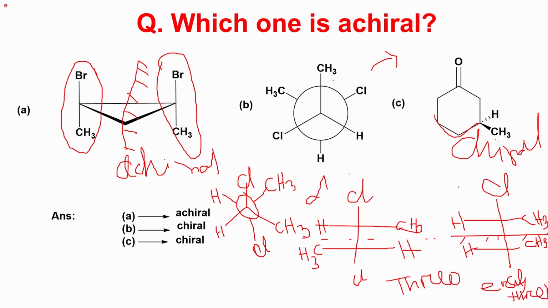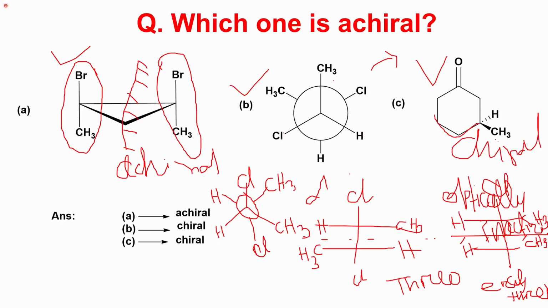Now this is optically inactive. This is achiral, optically inactive. Okay, so now we are done. So A1 is achiral, A is achiral, this one is chiral, and this one is also chiral. Okay, now we don't have any other things.